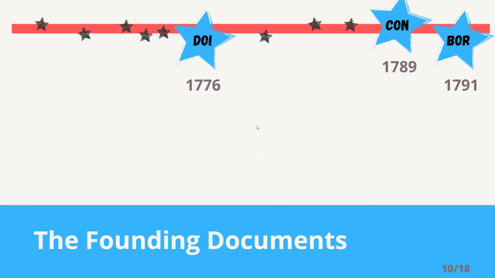Okay. Let's keep moving. Founding documents. We're getting into the contextualization of our documents. All right. These are our documents. 1776, 89, 91. Declaration, Constitution, Bill of Rights. I did say there are 3.5. All right. So let's look for the other half.